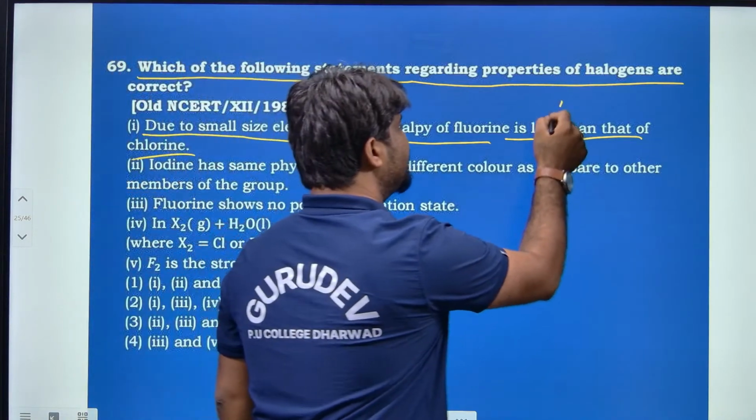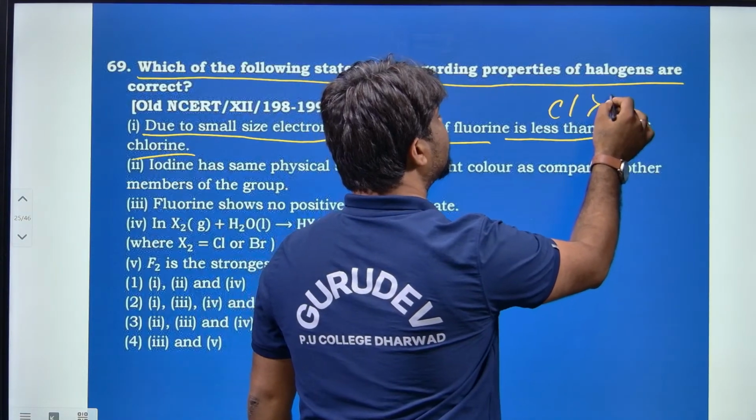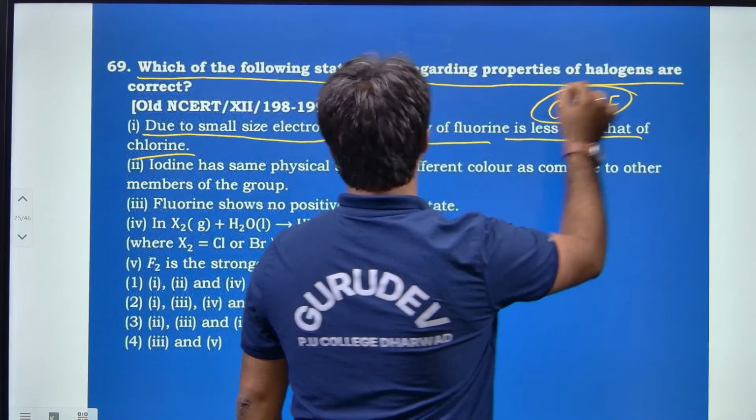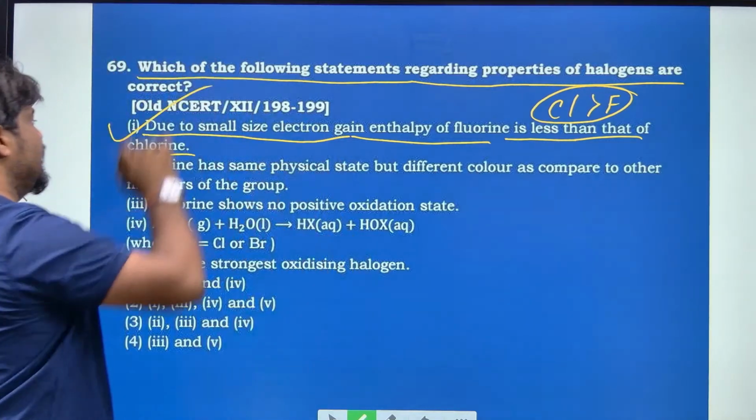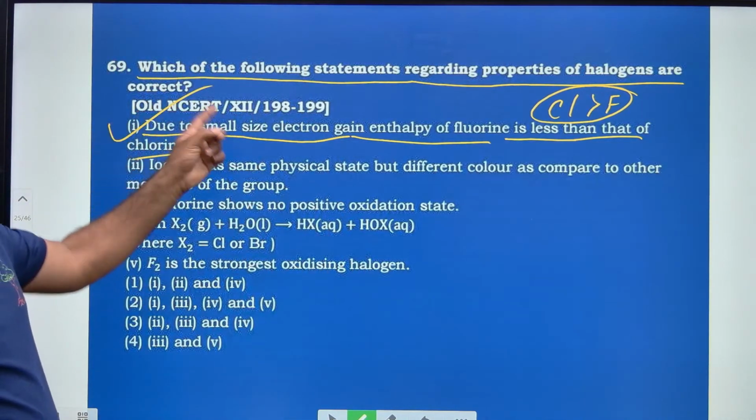Of course, I can say Cl is greater than fluorine regarding the electron gain enthalpy. Yes, that first statement is right.